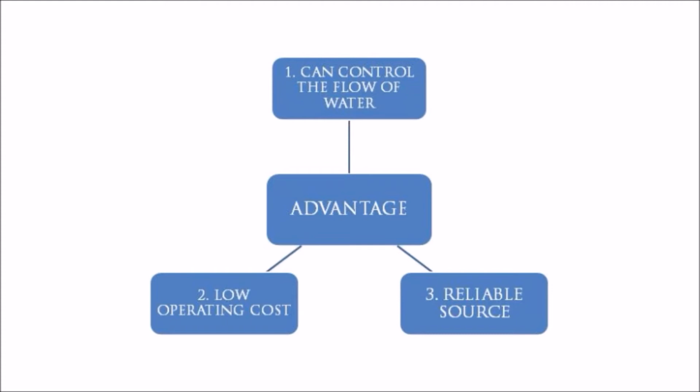The second advantage of hydro energy is that it has a low operating cost. Since water from the river is a natural resource, we can get it for free and make the operating cost less expensive. The third advantage of hydro energy is that it is a reliable source. Malaysia is popular for its many rivers, which makes hydro energy one of the prime renewable energies that is really accepted.